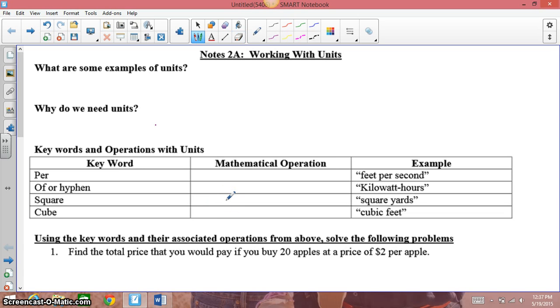So we'll start here in the table. Per is a keyword for division. Of or a hyphen is a keyword for multiplication. When you see something being squared, that means raising it to the second power. And so a common unit that you would see there may be square yards, square feet. Cube is raising something to the third power.